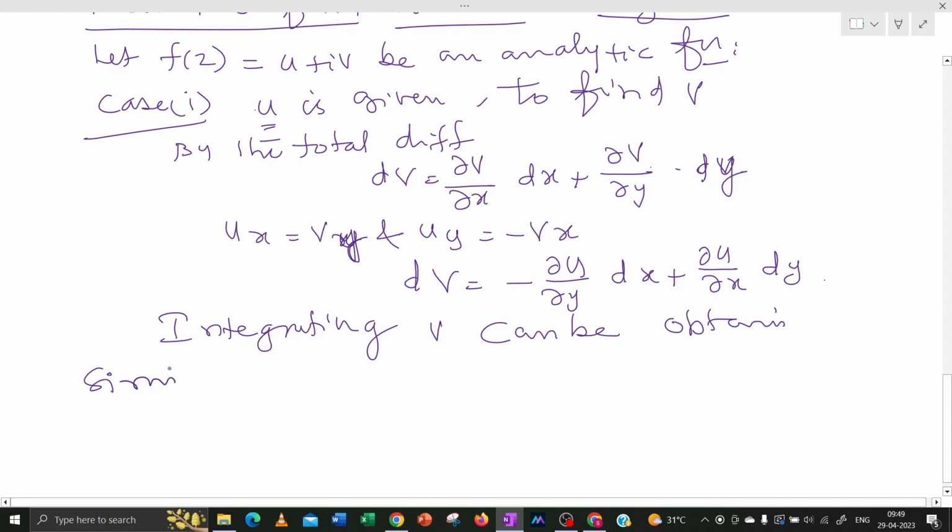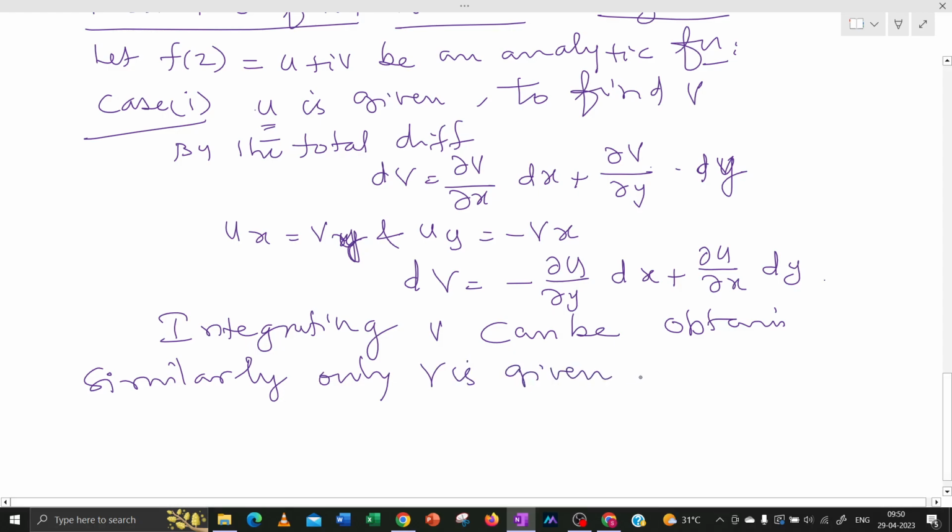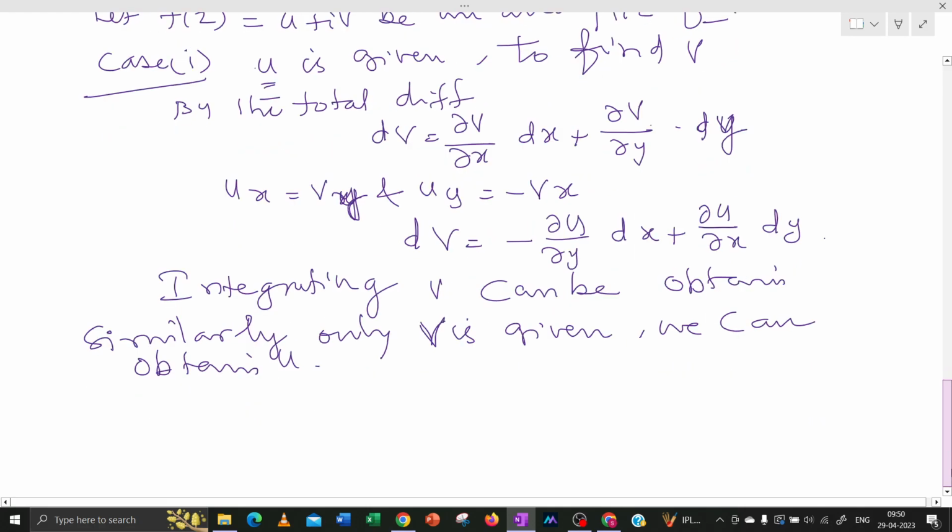Similarly, if only v is given, using the same procedure we can obtain u. So for example, one simple example we can do here.